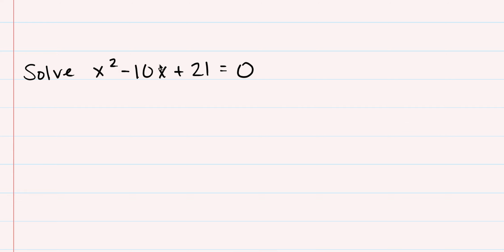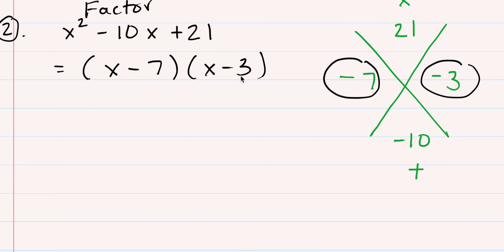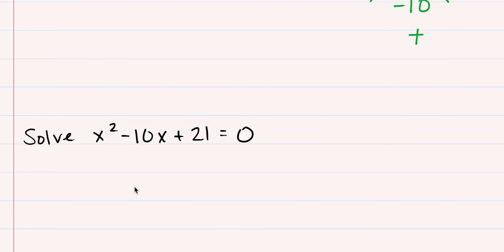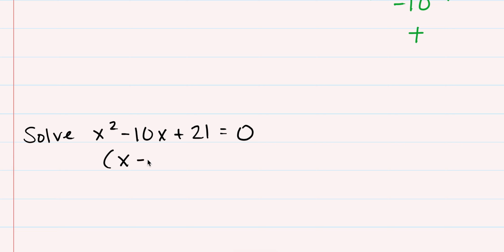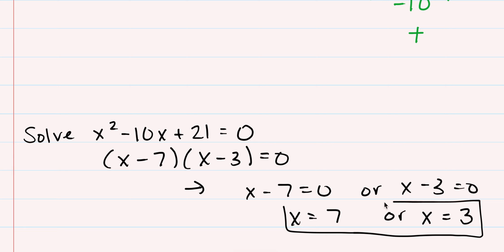Okay, now let's solve x squared minus 10x plus 21. Well, remember that this factors into x minus 7 and x minus 3. So this is the same thing as x minus 7 times x minus 3 is equal to 0, which tells me x minus 7 is 0, or x minus 3 is 0. So x is 7, or x is 3. And we've solved for x. And again, of course, you can double check this by plugging them in.